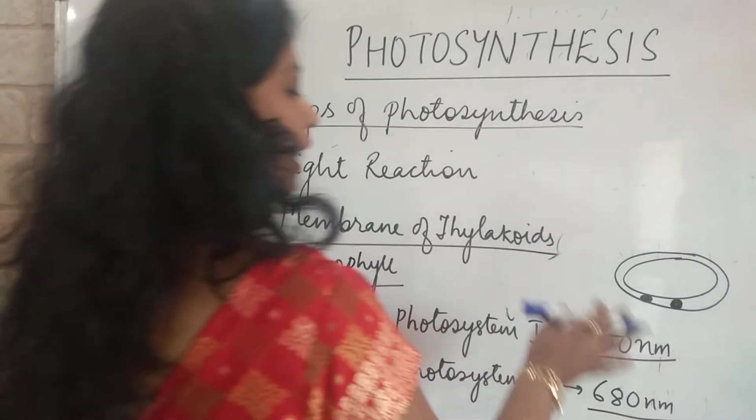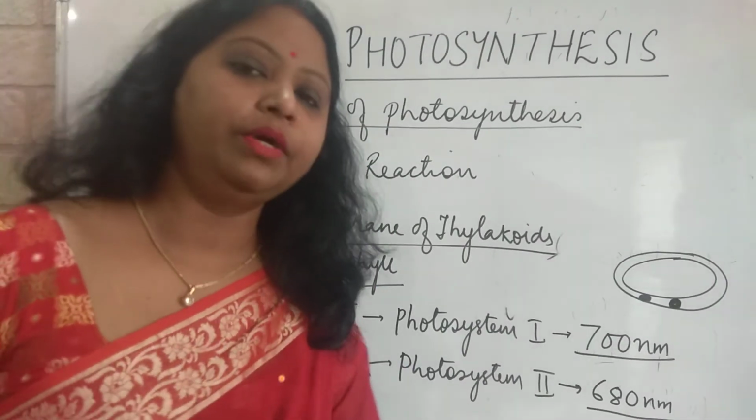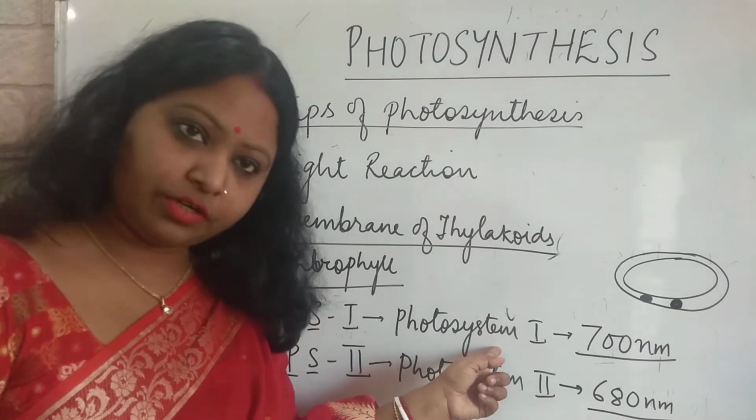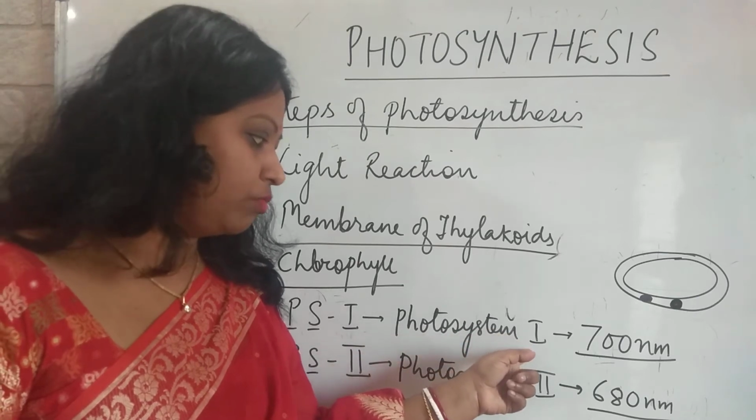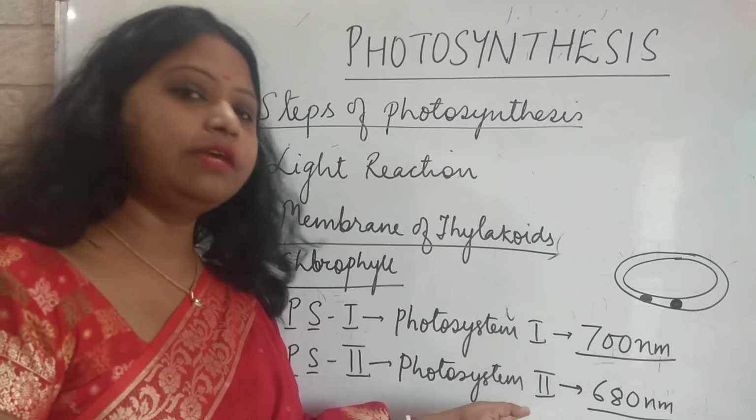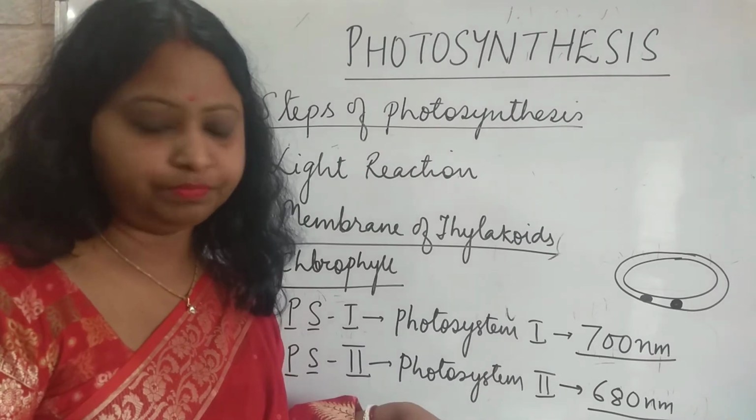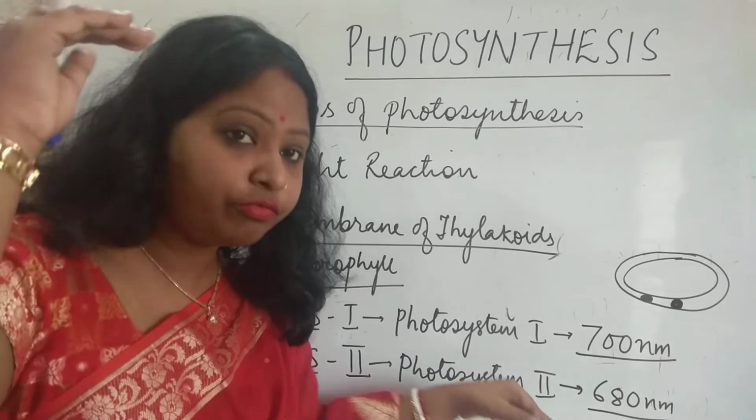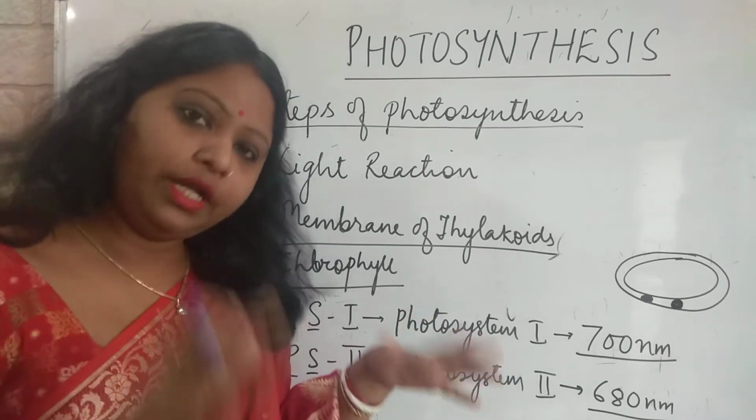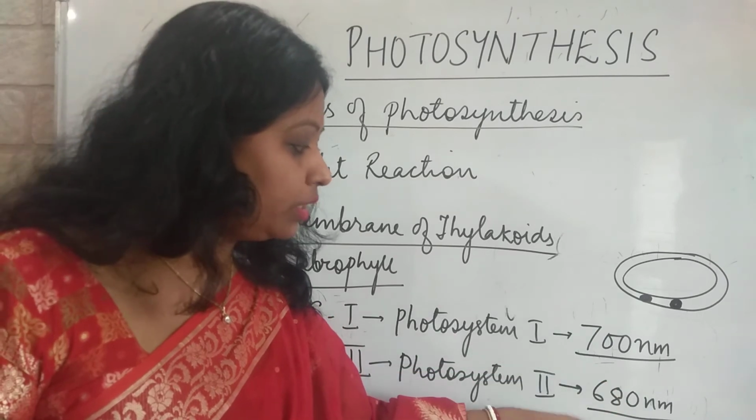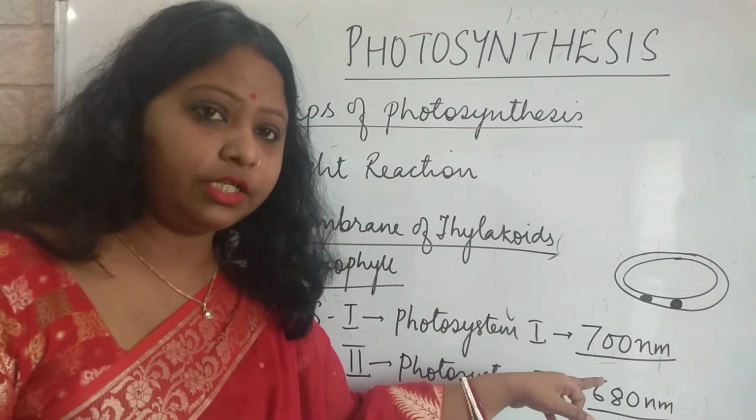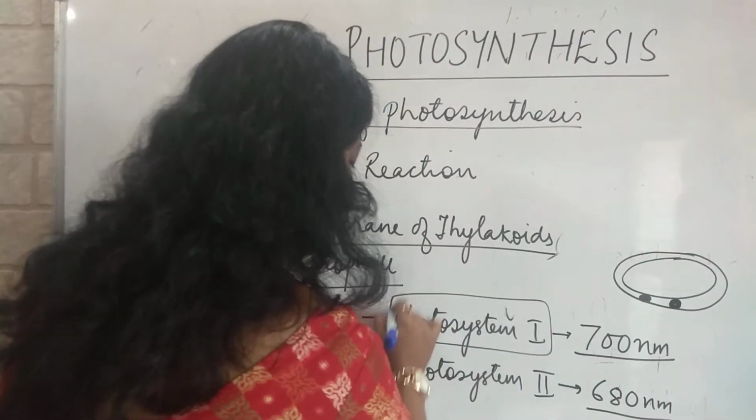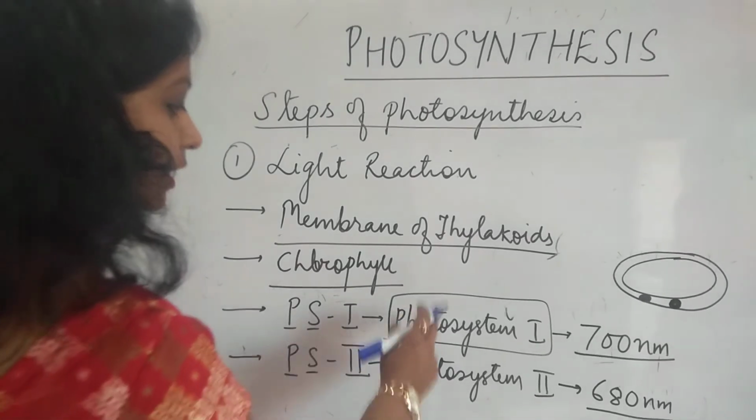These photosystems 1 and 2 are named according to their discovery. Photosystem 1 was discovered first, so it is named photosystem 1, and photosystem 2 is named 2 because it was discovered later on. These are the two important wavelengths of sunlight or any other source of light which are absorbed by these systems.